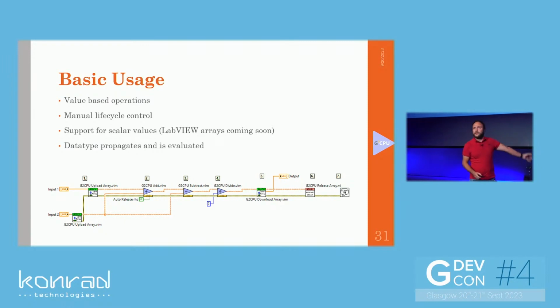Things like data types are propagated. So if you suddenly have a U32, and then you have a complex number, but you also have floating points, the colors directly show you what you're using, but also the functions themselves evaluate what data type goes forward. So everything stays up to date, and like I said, like we're familiar with.